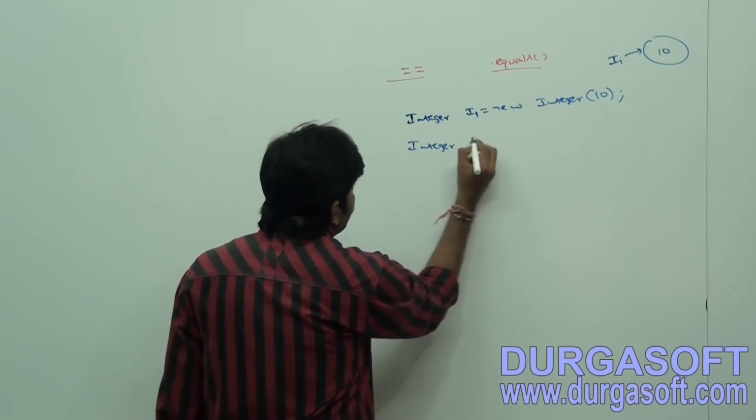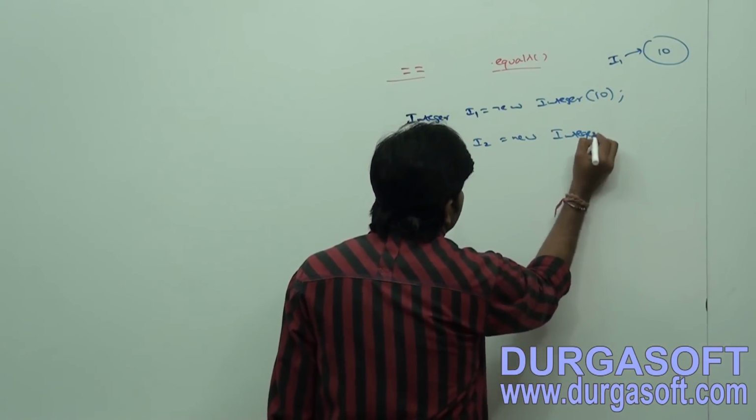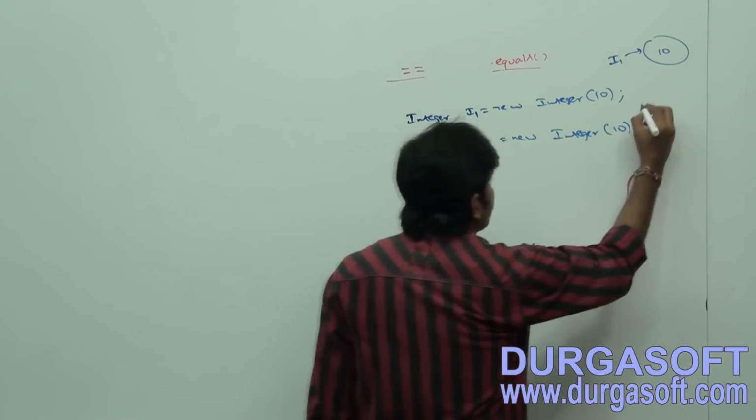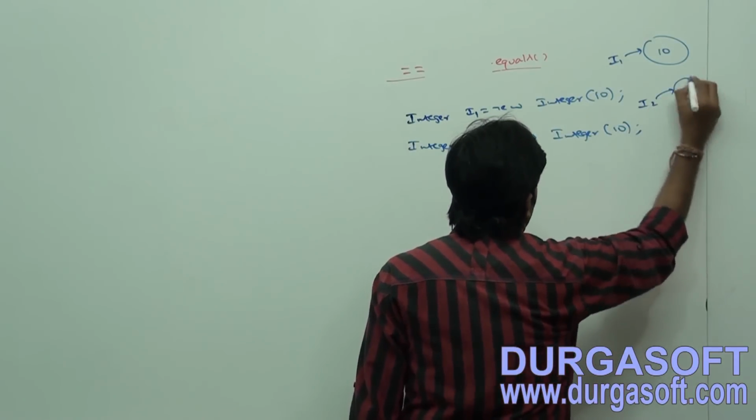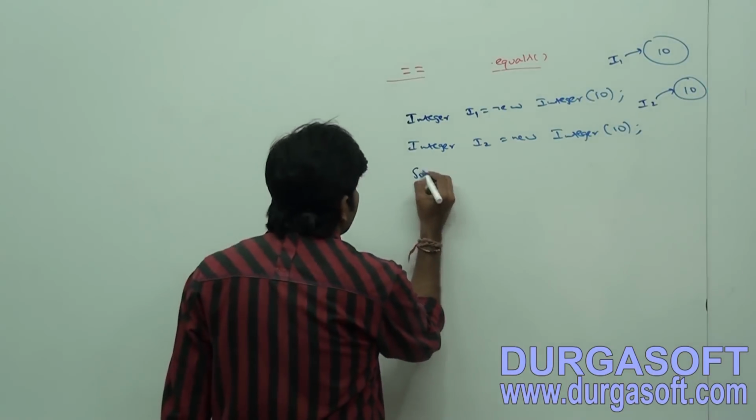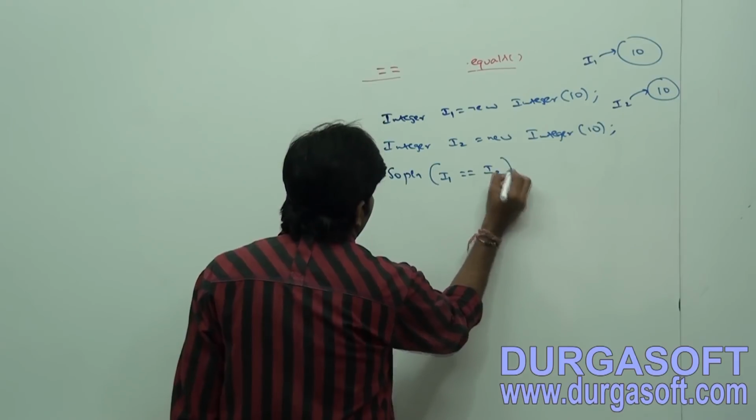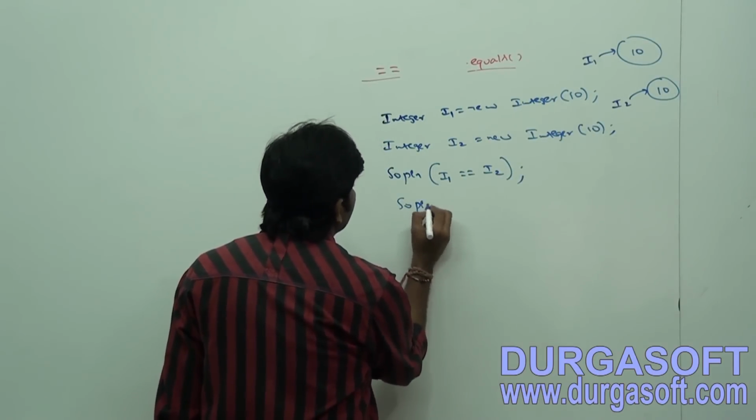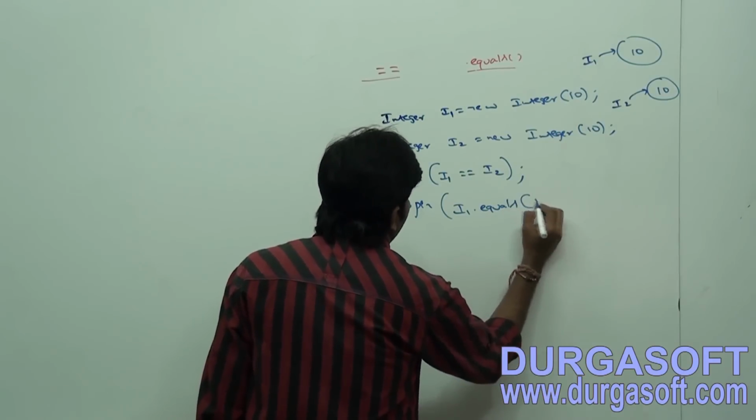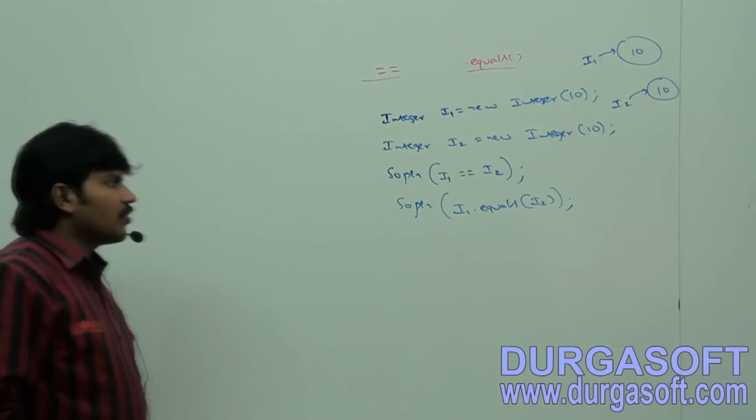Integer I2 is equal to new Integer of 10. So I2 is pointing to another object, but the content is the same, 10 only. System.out.println I1 double equal to I2, and System.out.println I1 dot equals of I2.